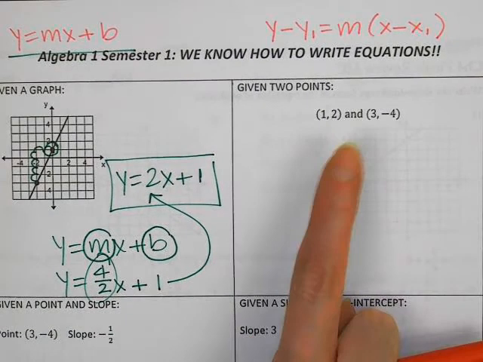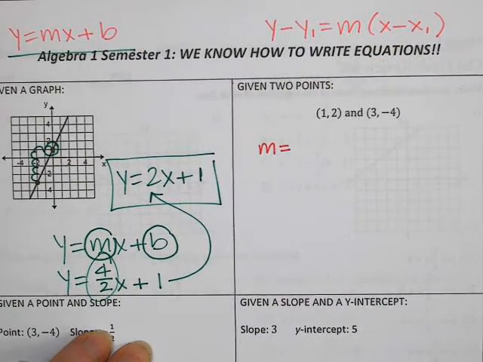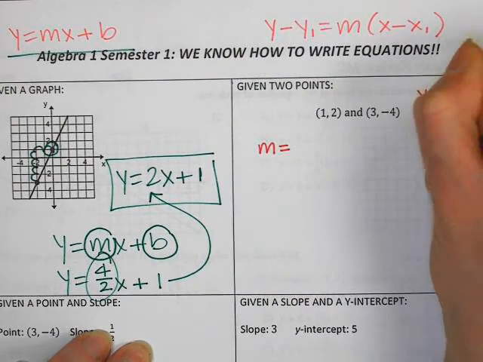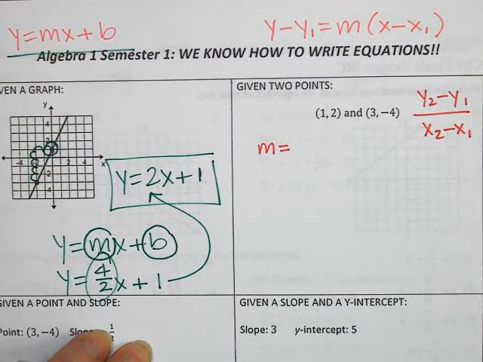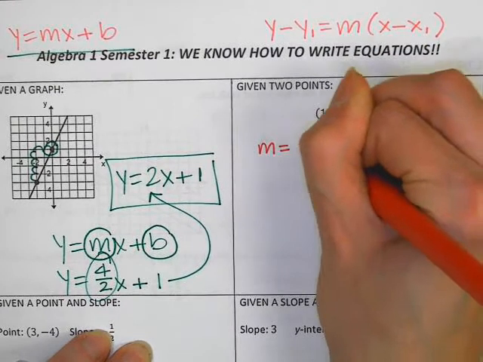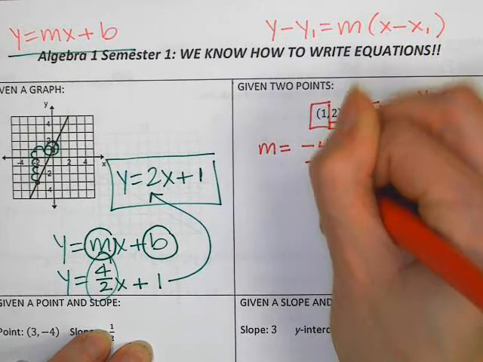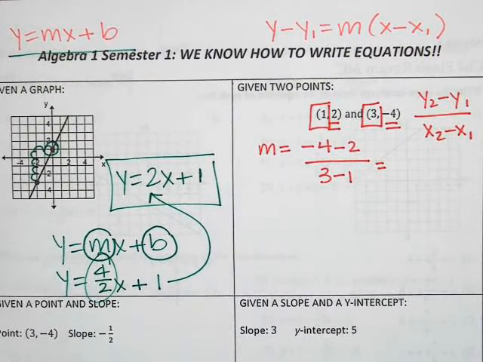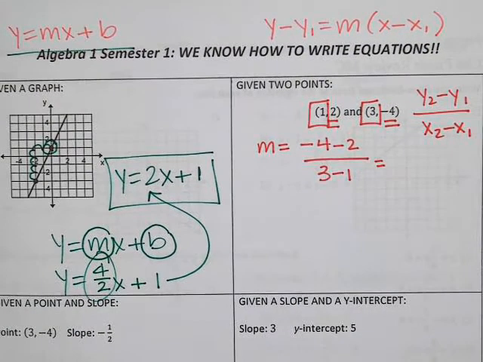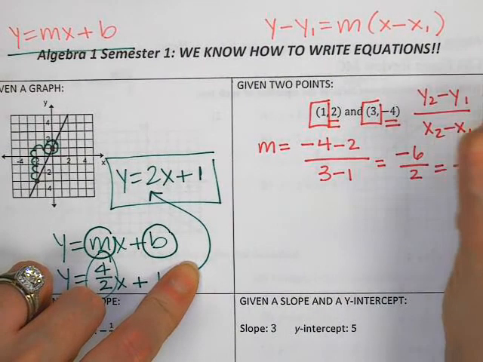Now, this one, regardless of what form you use, we have to find slope first. And remember, slope is y2 minus y1 over x2 minus x1. All right, so it's negative 4 minus 2 on top, and on bottom, it's 3 minus 1. And don't forget, if it's minus a minus, it becomes a plus. Didn't happen in this one. If you work that out, it's negative 6 over 2, which reduces to negative 3.